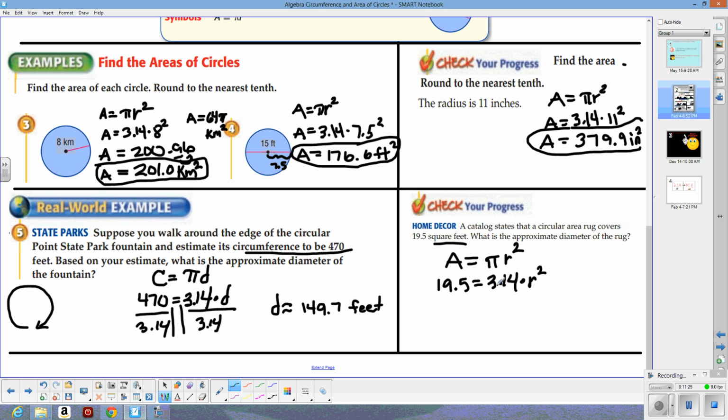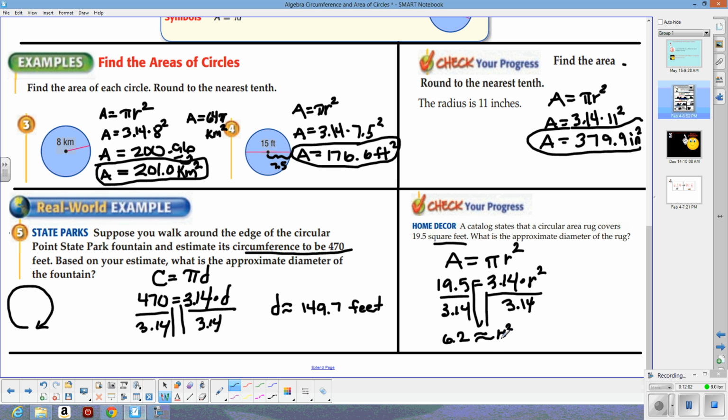Now to get r by itself, we're going to undo what's been done to it. We're going to first divide by 3.14 on both sides. So 19.5 divided by 3.14. That's going to be about 6.2. So we're saying r squared equals about 6.2.